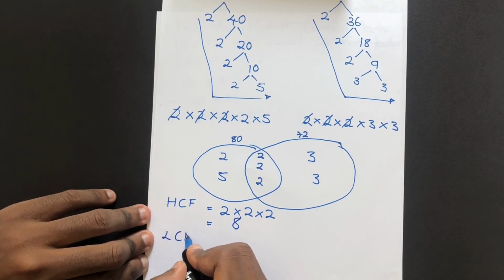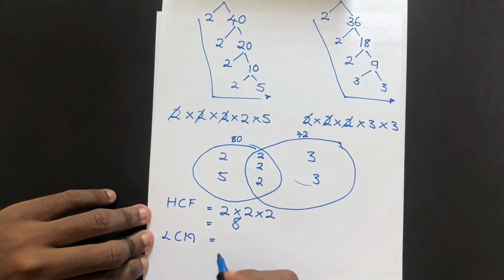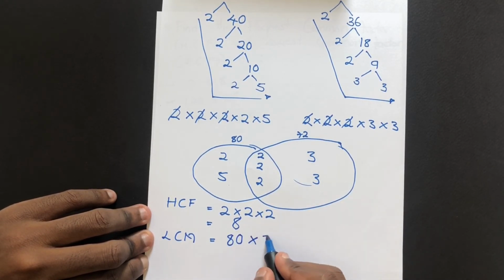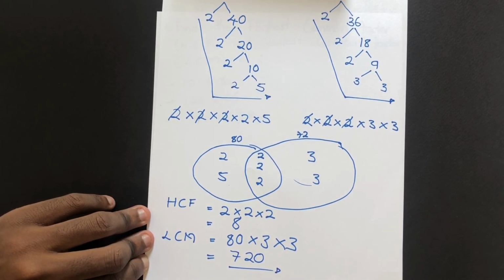Then for our lowest common multiple, we do the same thing. We multiply the circle of 80 and 72. So it's just 80 multiplied by 3 times 3. And we get 720.